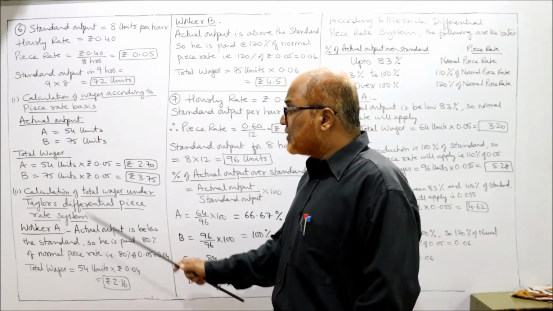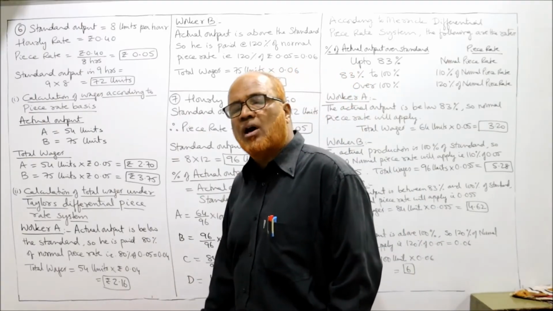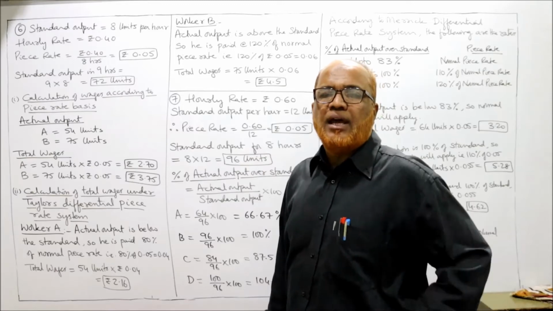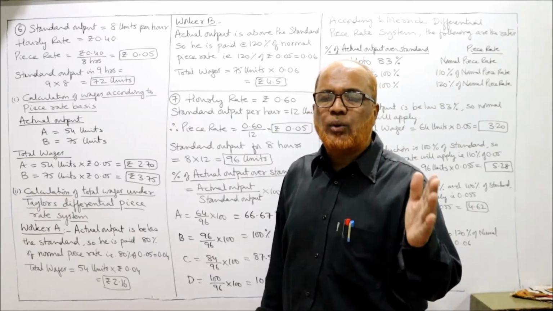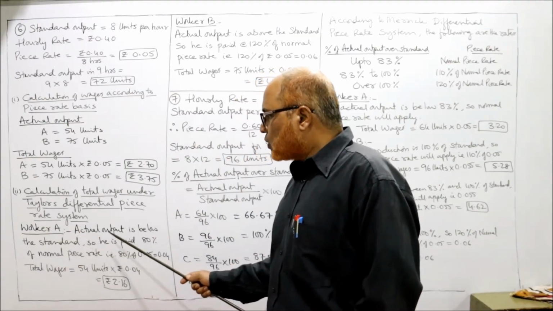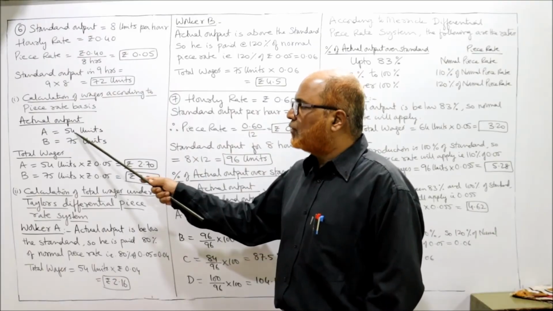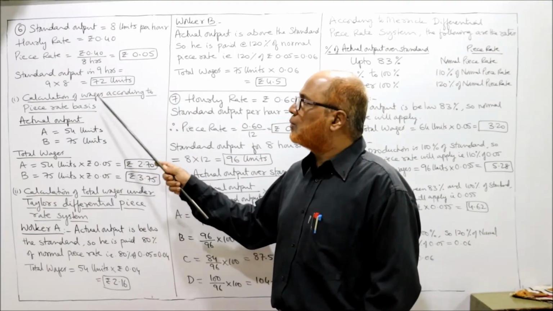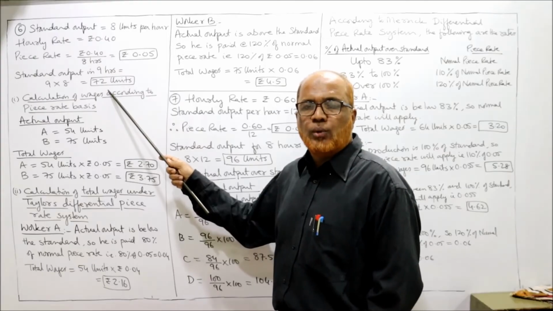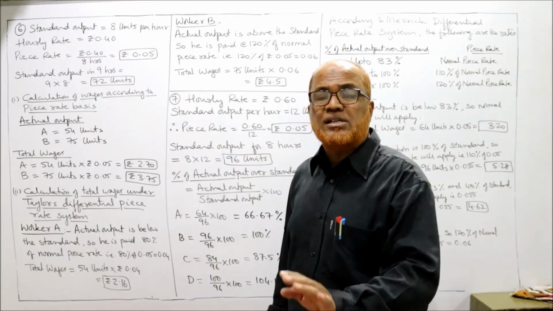Now, calculation of total wages under Taylor's differential piece rate system. Now we have to apply Taylor method. Two different rates are given: 80% of normal piece rate and 120% of normal piece rate. Worker A, actual output is below the standard. Actual output of A is 54 units. What is the standard output? 72 units. So instead of 72, worker A has produced only 54 units. It is below the standard.